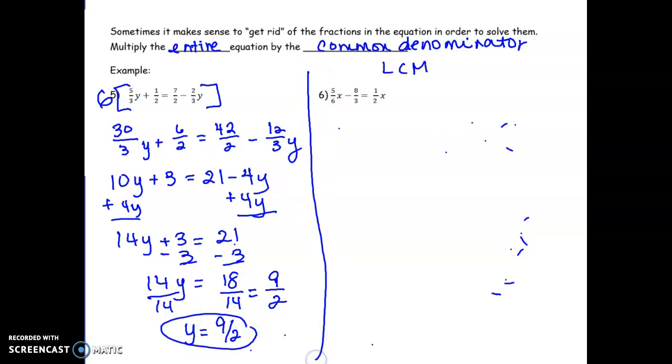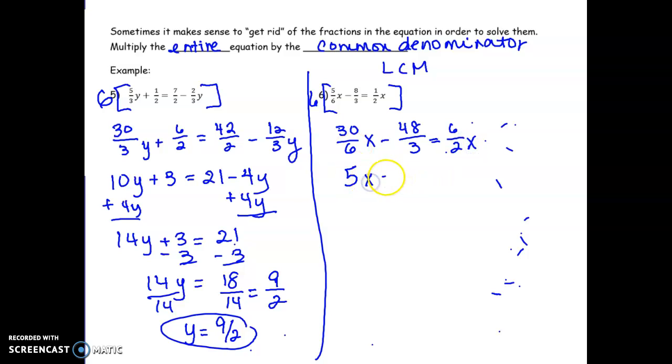All right, so why don't you guys try number 6? Okay, we're going to multiply both sides by the lowest common denominator. We have 6, 3, and 2, so that would be 6. So this would become 30 over 6x minus 6 times 8 is 48/3. And that's going to be equal to 6 times 1/2 would be 6/2x. So when I turn these into whole numbers, we've got 5x minus 16 is equal to 3x.